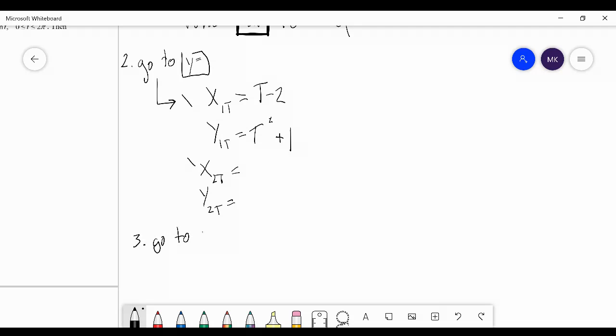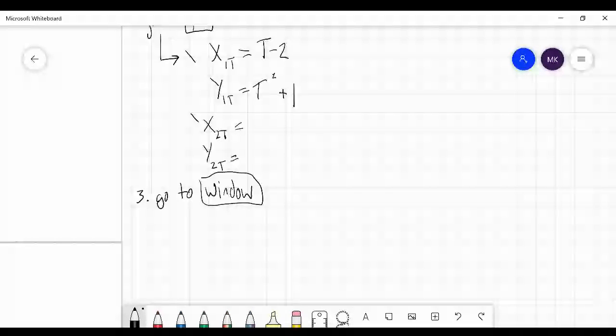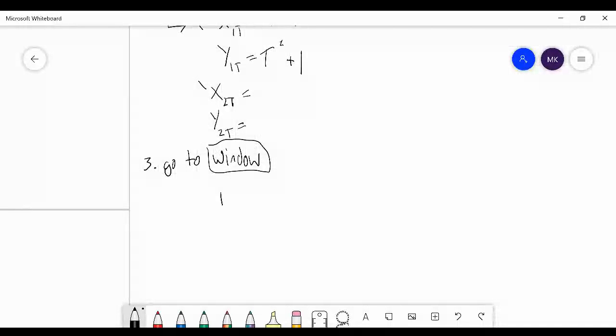So go to window. Okay. The first thing you should see is T min equals, and then T max equals, and then you'll see a T step. The T min, T max, that is setting our limit. So to graph this very first equation that we already graphed, the minimum T value was -1, and the max was 2.